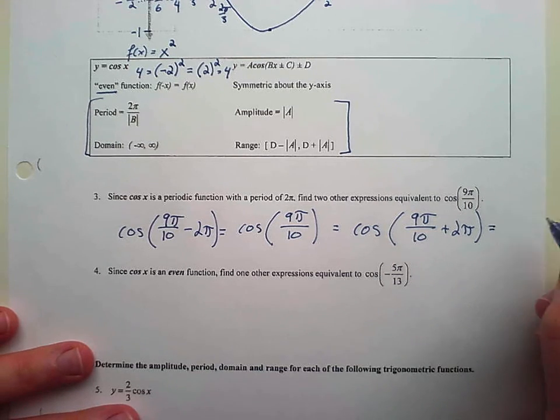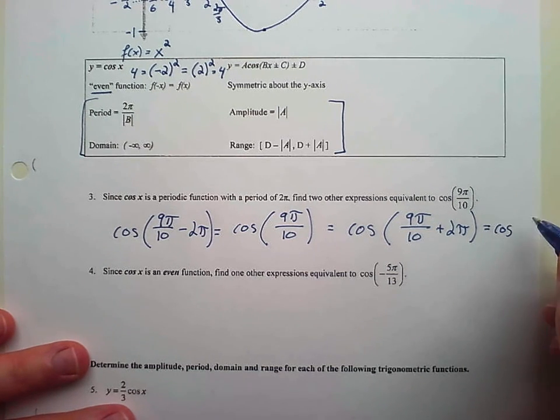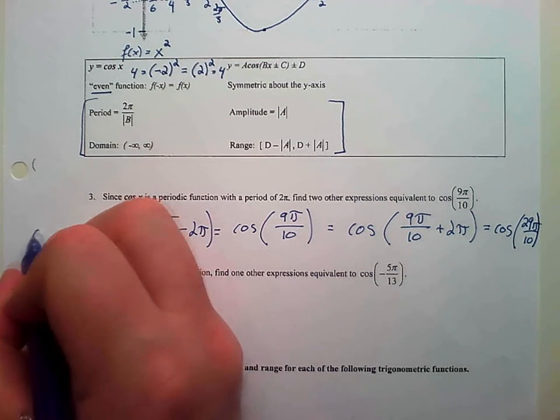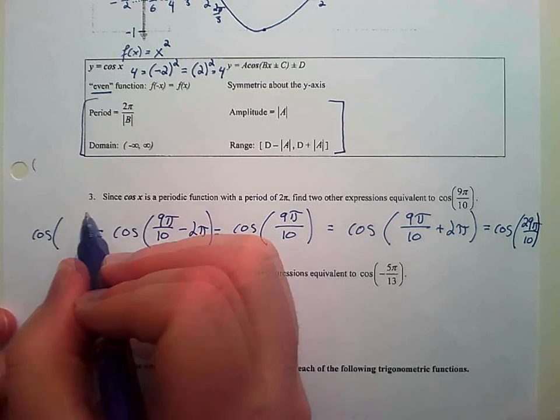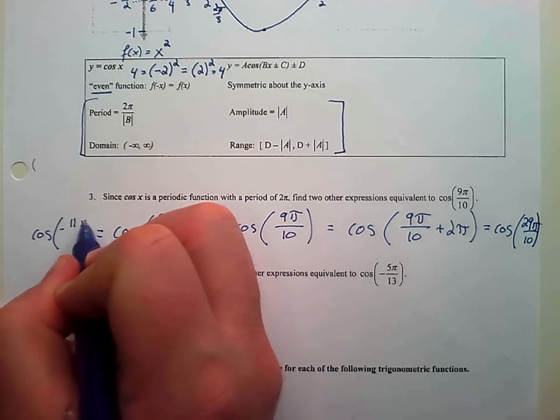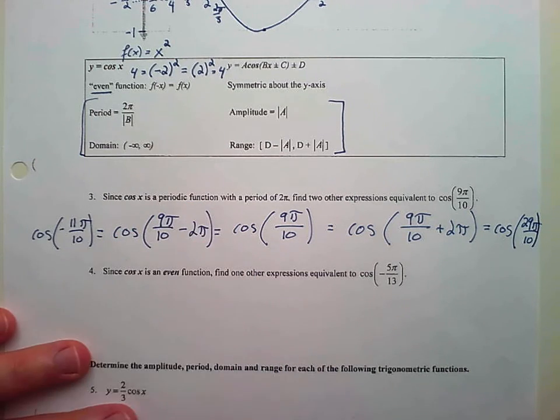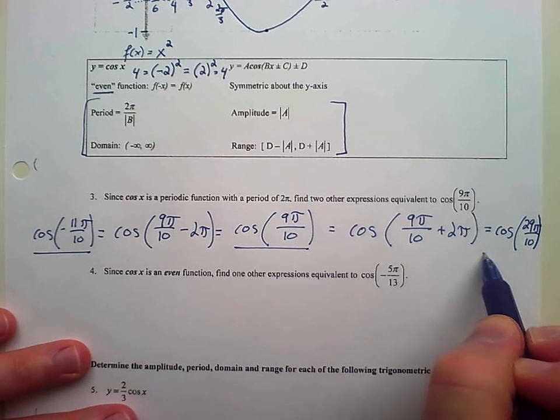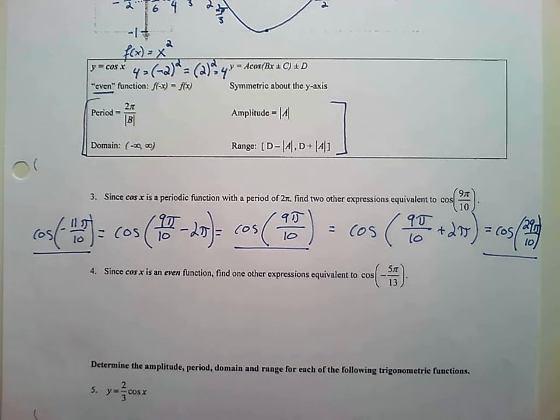So again, just like we had before, here we're going to have the cosine of 29 pi. I'll just write out the arithmetic for you. And here it's going to be the cosine of negative 11 pi over 10. So if you take the cosine of this value, or the cosine of this value, or the cosine of this value, it's going to be the exact same number.